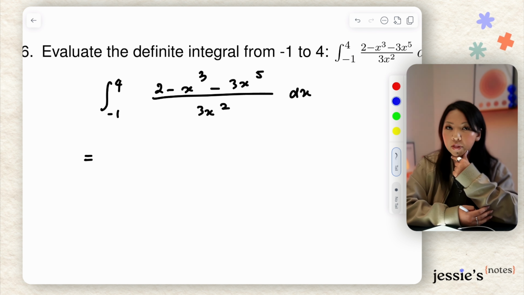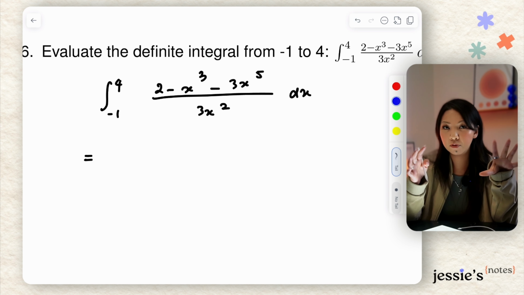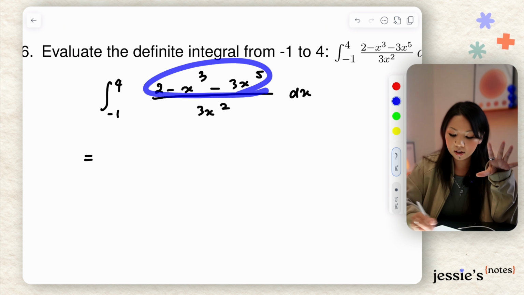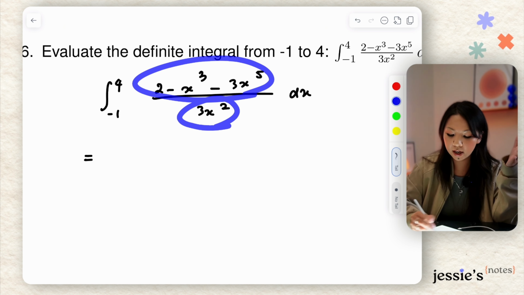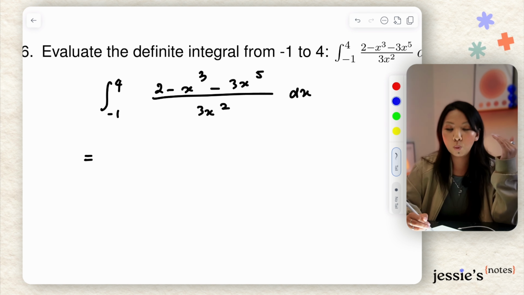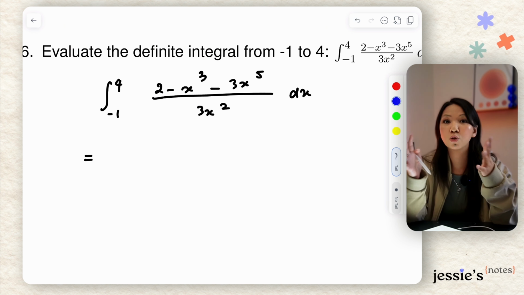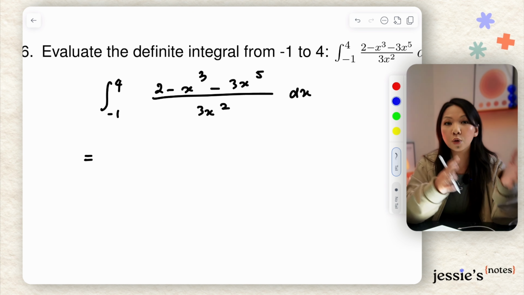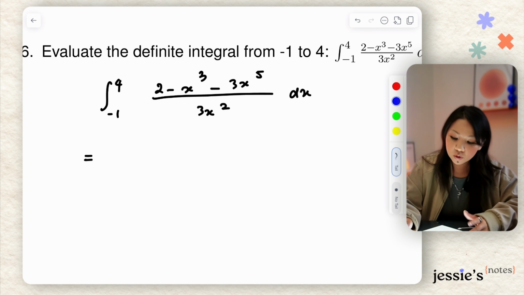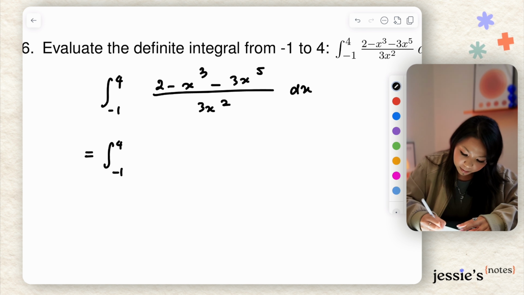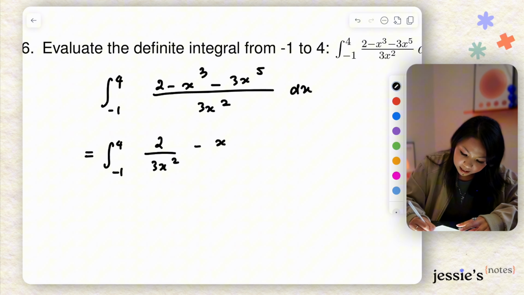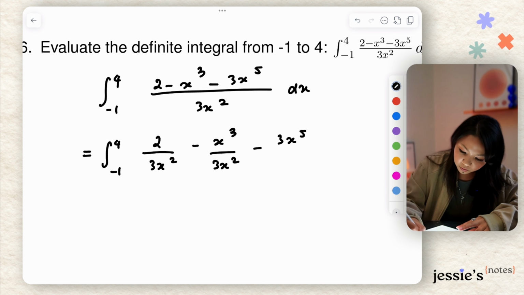And the general rule of thumb is when you have a top-heavy fraction, where you have 3 terms here and 1 term here, then what you have to do is split this up as 3 individual terms and then integrate each individual term. So if I split this up, I'm going to rewrite this as 2 divided by the denominator minus x cubed divided by the denominator minus 3x to the 5 divided by the denominator dx.